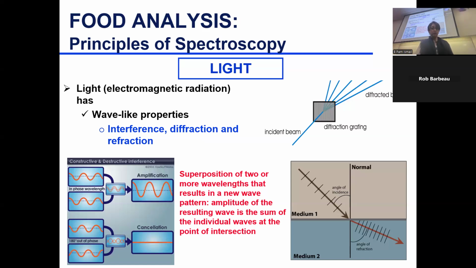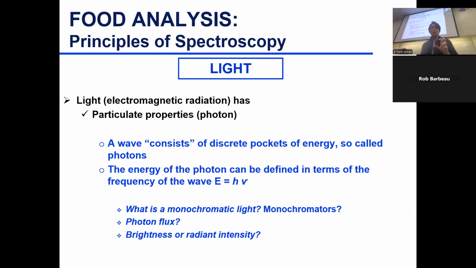So now we have interference, diffraction, refraction. We explain them based on the wave-like properties of light. But when we want to talk about absorption and emission, then it's better to explain it using the characteristics of pockets of energy, or photons of light.